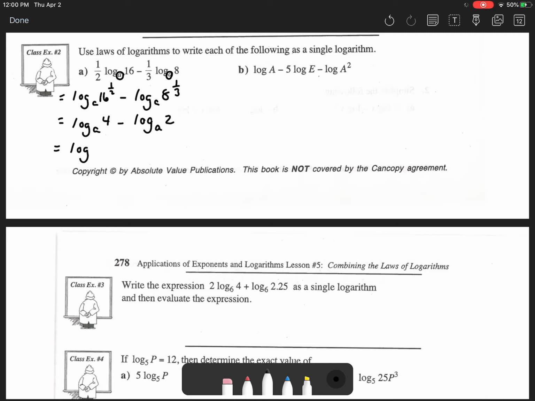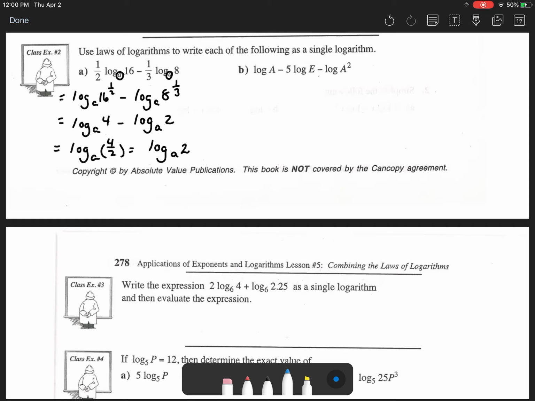Now I'm subtracting log expressions with the same base, so I can divide the arguments. So it's log base a of 4/2. And 4 divided by 2 is 2. So this is log base a of 2. There's your final answer.